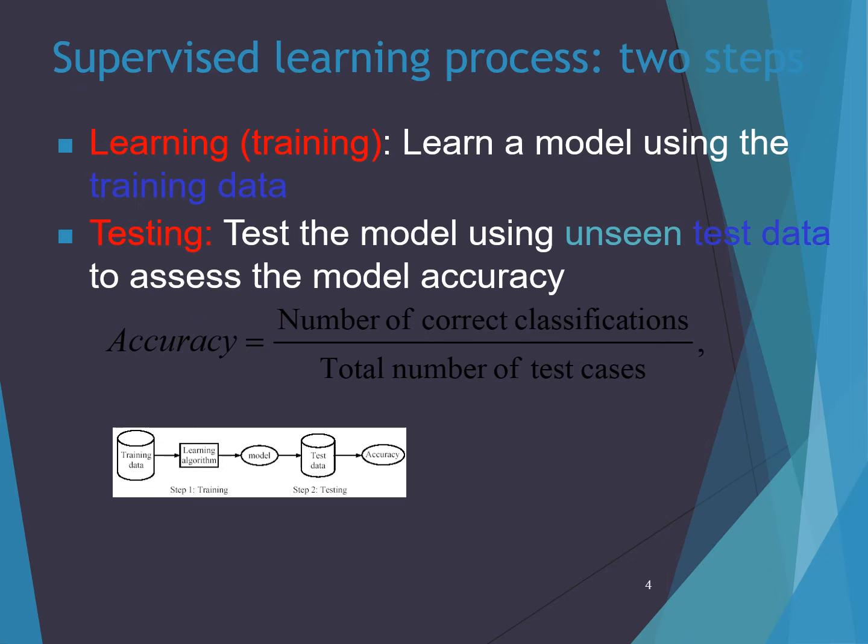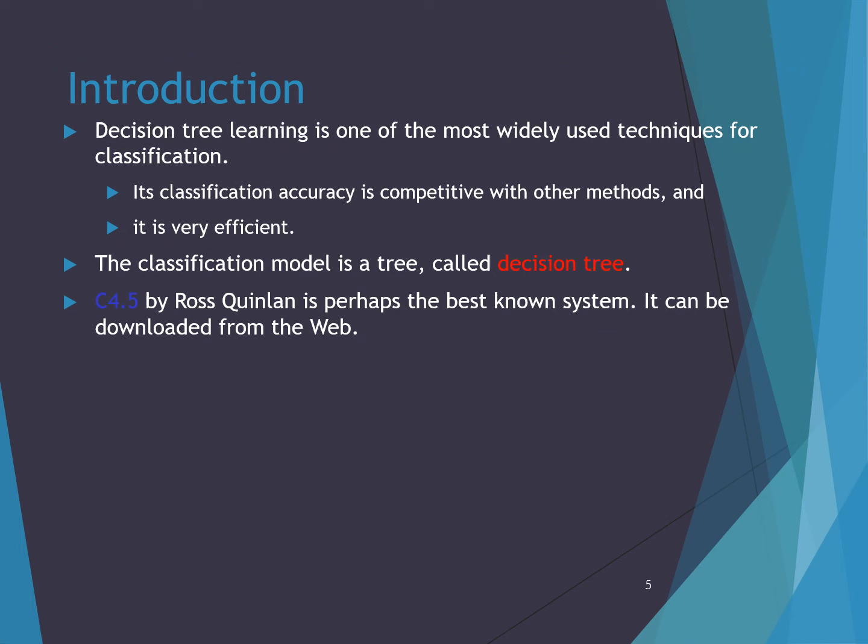Basically, supervised learning has two steps: learning and testing data sets. The learning model is used to train on the data, and then it is tested. The model is tested using unseen test data to assess the model's accuracy. The accuracy is calculated as the number of correct classifications divided by the total number of test cases used.